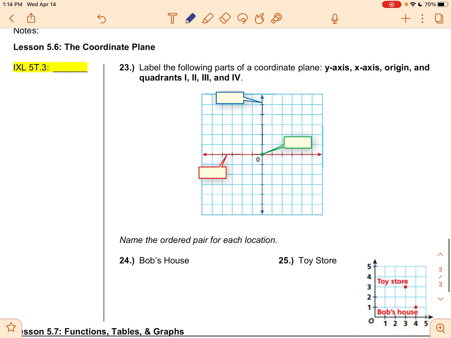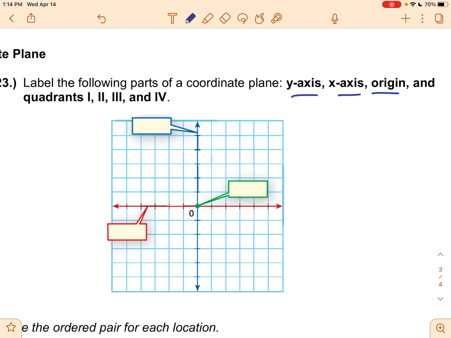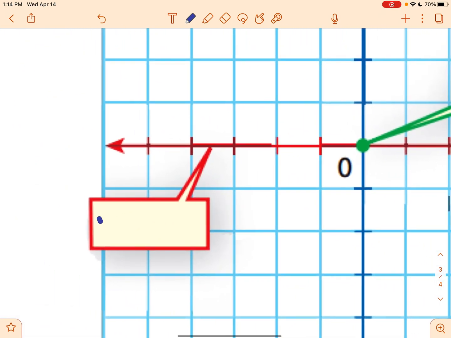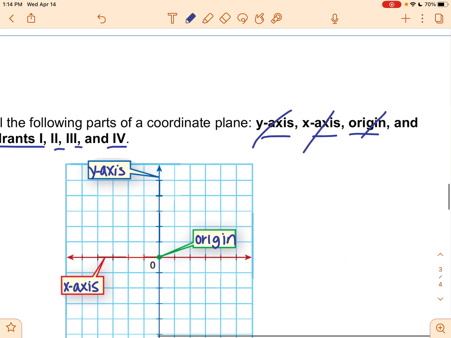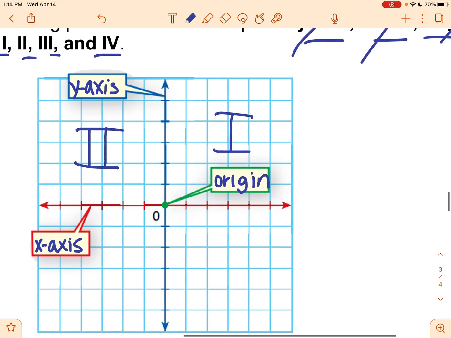Awesome, we are just about done. Next, we need to label the following parts of the coordinate plane: y-axis, x-axis, origin, and quadrants 1, 2, 3, and 4. So let's start with the green one. This right here is called the origin. Our red axis, this is our x-axis. X-axis is horizontal, which means our vertical one is the y-axis. Okay, so we did y, x, and origin. Now we need to label the quadrants. The right one on the top is quadrant 1, moving to the left is quadrant 2, moving down is quadrant 3, and lastly, quadrant 4.